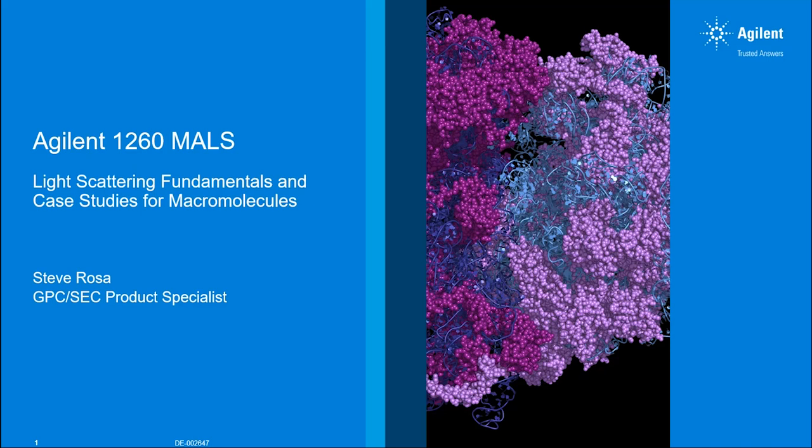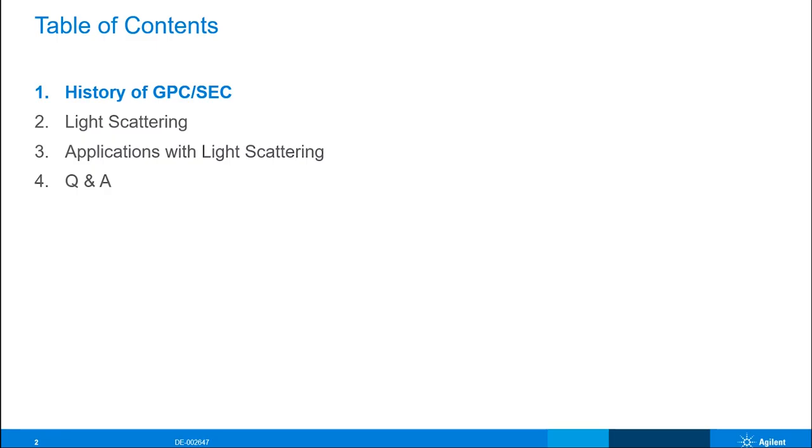So we're going to be covering the Agilent 1260 MALS, and more specifically, we're going to be looking at the fundamentals of light scattering and case studies for macromolecules using our new 1260 MALS. As a reminder, my name is Steve Rosa, and I'm one of the GPC SEC product specialists here at Agilent Technologies.